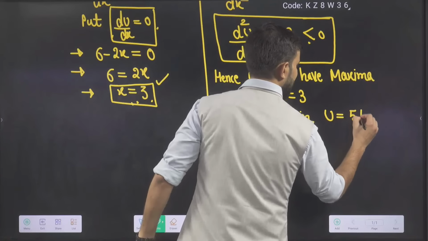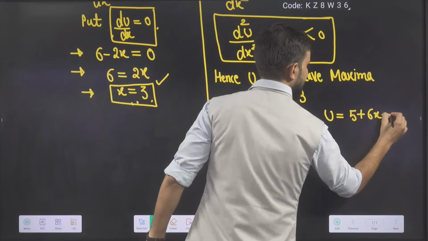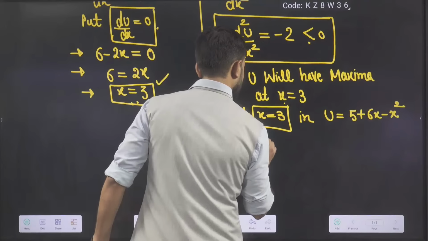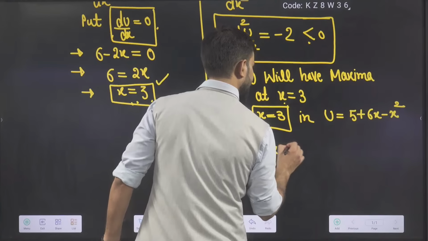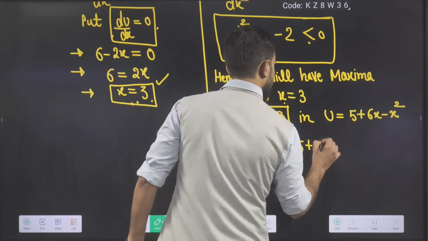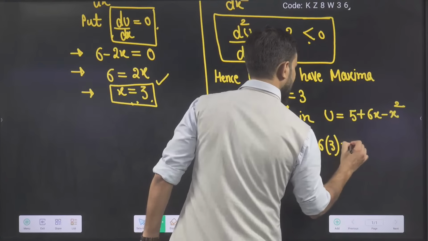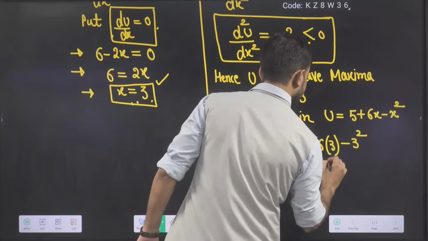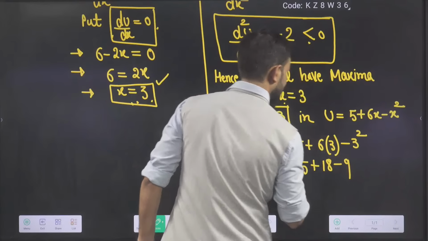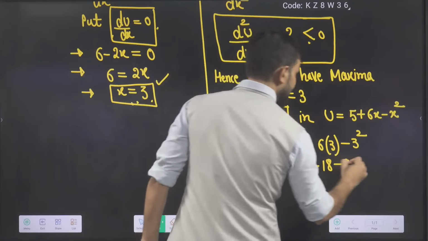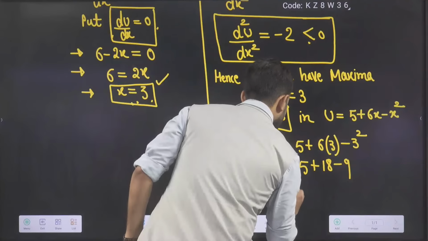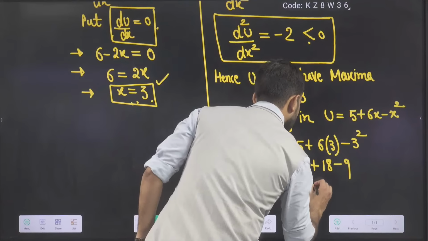5 plus 6x minus x square. Put this value. Therefore, U maximum will be 5 plus 6 into 3 minus 3 square. Answer will be 5 plus 18 minus 9. So answer will be कितना आया? 14. So those students who have got 14, clap for those students.